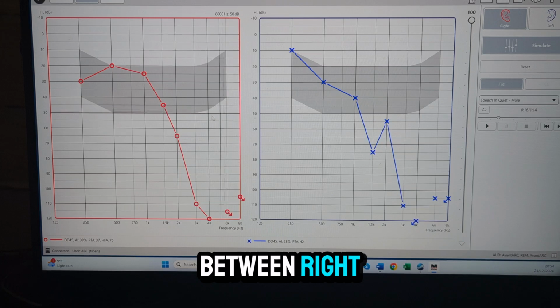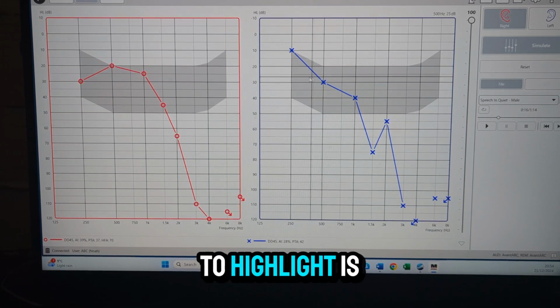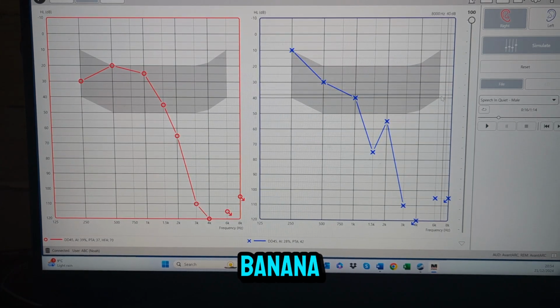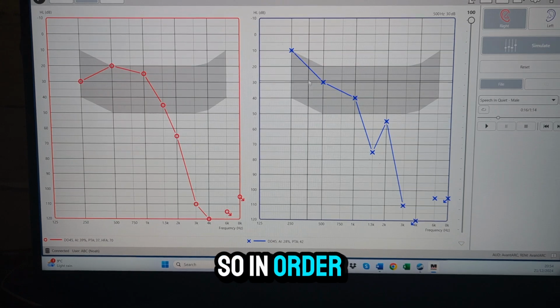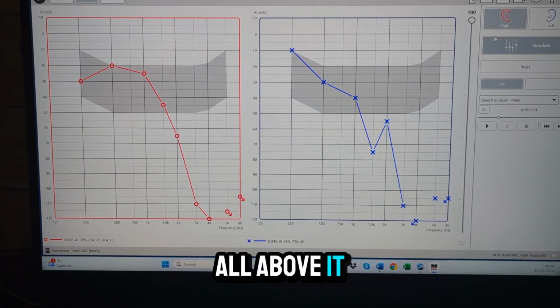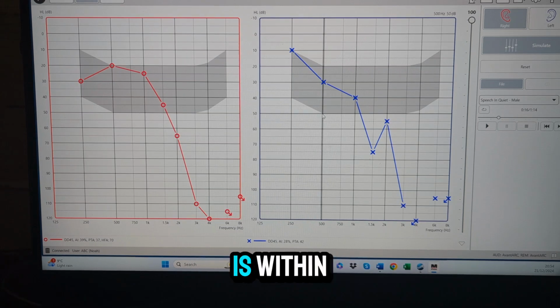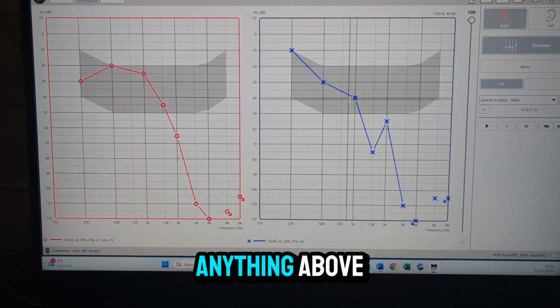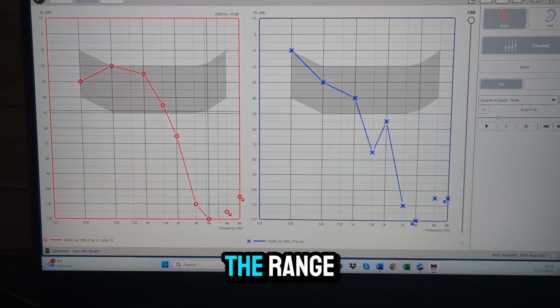The difference between right and left is very important to highlight, is the gray shaded area. That's the speech banana. That's where the phonics are. So in order for you to capture what somebody's saying comfortably, ideally this line should be all above it. As you can see, anything below is within the audible range of this hearing loss. Anything above is what is outside of the range.